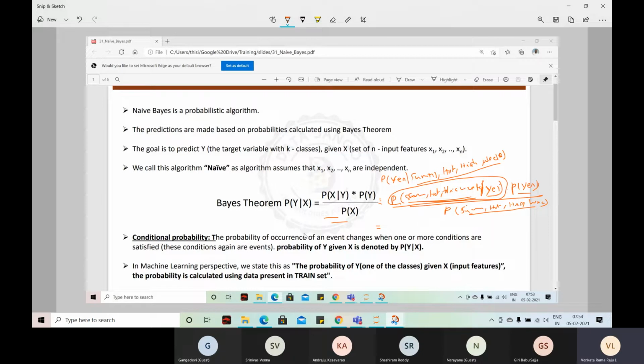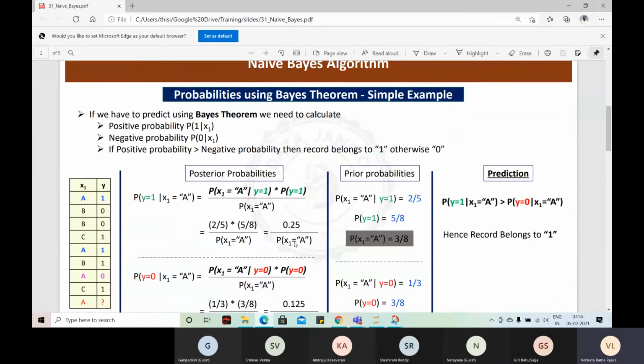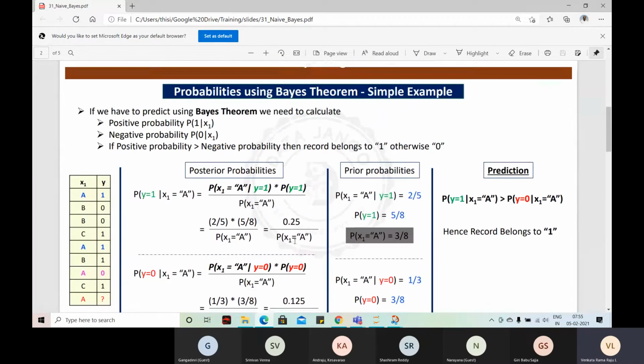The probability of occurrence of an event changes when one or more conditions are satisfied. Probability of y given x is denoted like this, and from the machine learning perspective, the probability is calculated using data present in the train set. If the train set sample is taken appropriately, you will be able to calculate probabilities appropriately. So the basic machine learning approach is that it uses the train set and tries to calculate probabilities. So what is independence assumption? I'll explain in a moment.